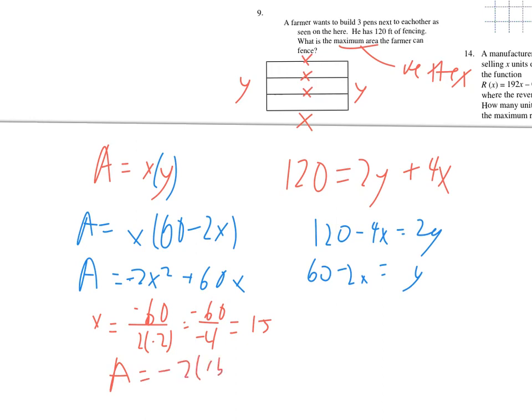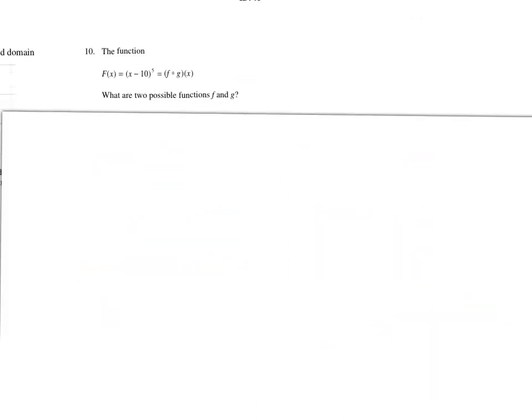So negative 2 times 15 squared plus 60 times 15. Definitely a calculator question here. And so I would get negative 2 times 15 squared plus 60 times 15, and that would be 450 square feet is my max area that I can fence.